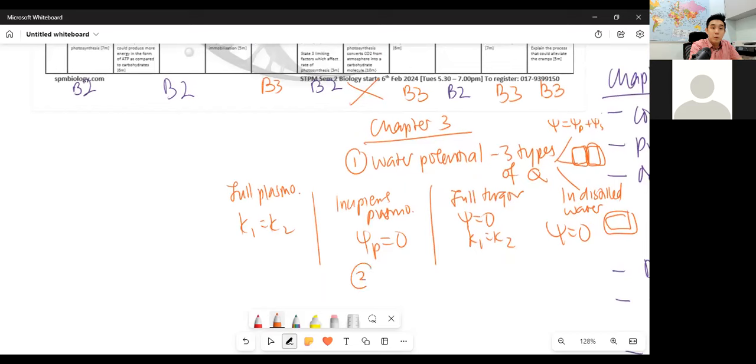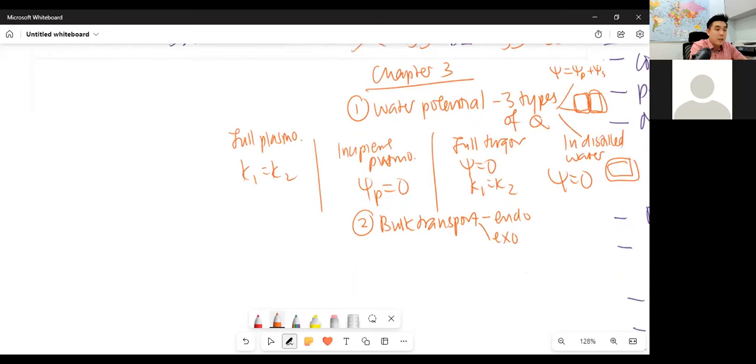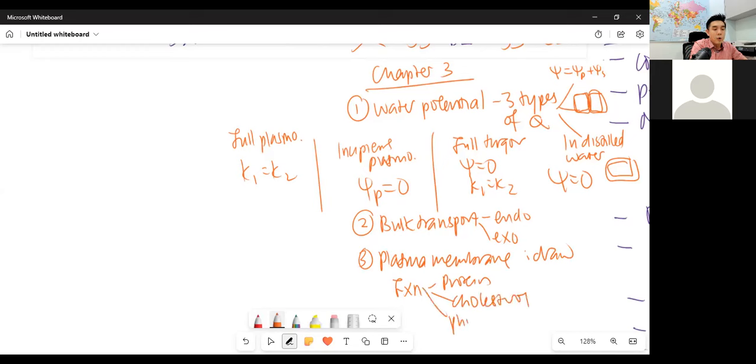After you have cleared water potential, guys, bulk transport you have to know. Bulk transport include endocytosis and exocytosis. And number three, plasma membrane, guys. Plasma membrane is the easiest to study because all you have to cover is... Oh, by the way, try to get to know how to draw once. Then from here, please go through the function of protein, cholesterol, phospholipid, glycoprotein.